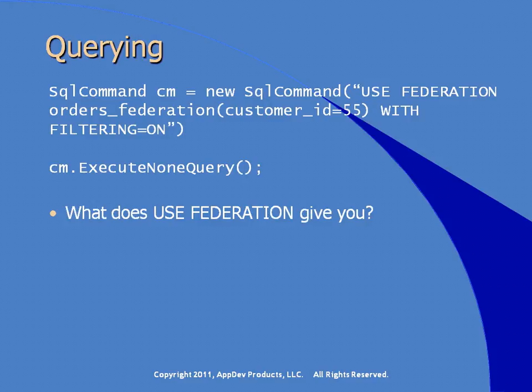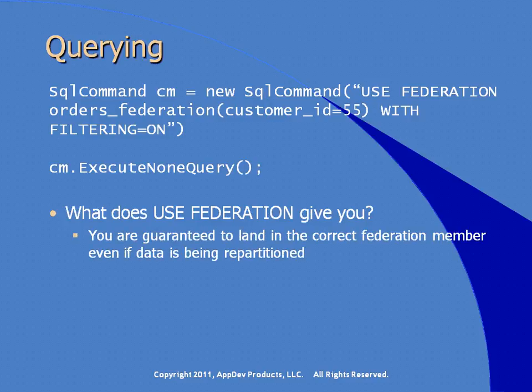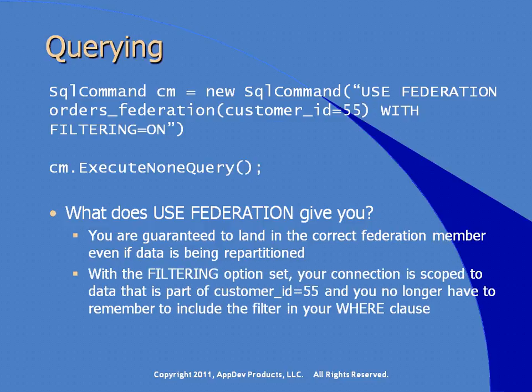However, there are some benefits of using the federation. What does it give you? You are guaranteed to land in the correct federation member even if the data is being repartitioned. Meaning, if the data is being repartitioned based on load and you execute the query, your data is guaranteed to land in the correct federation member. And even with the filtering option set, your connection is scoped to the data that is part of, for example, customer ID equal 55, meaning that you no longer have to remember to include the filter in your where clause.